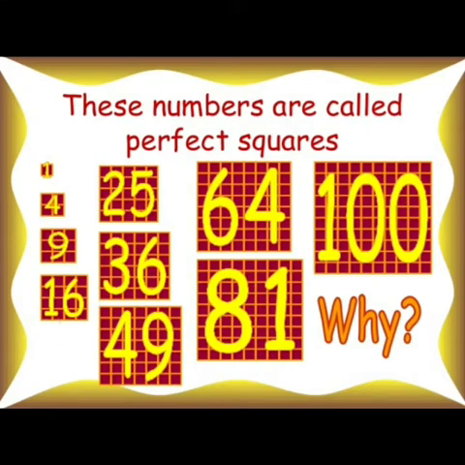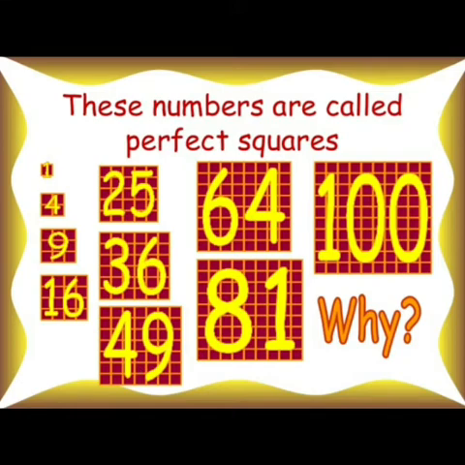16. What is 16? 4 into 4. That is 4 square is equal to 16. So 16 is a perfect square. Next, 25. 25 is nothing but 5 into 5. So 5 into 5 is 25. 36. 36 is 6 into 6. So 36 is also a perfect square. 49. 49 means 7 into 7. So 7 into 7 is 49.